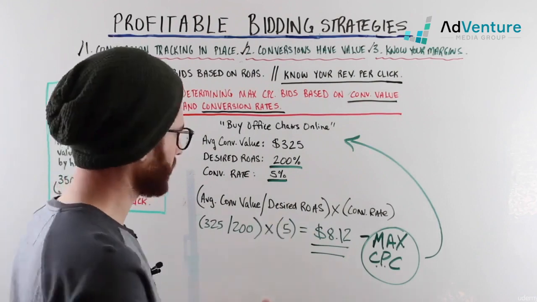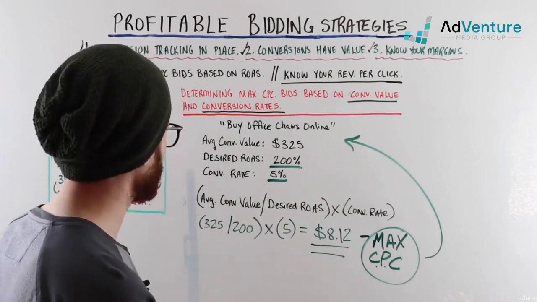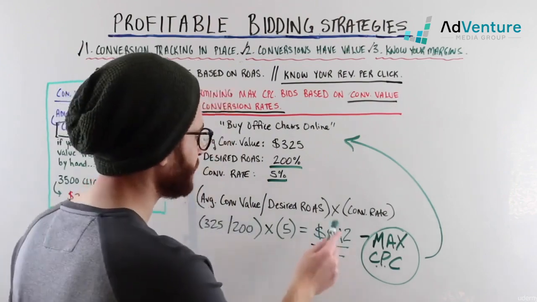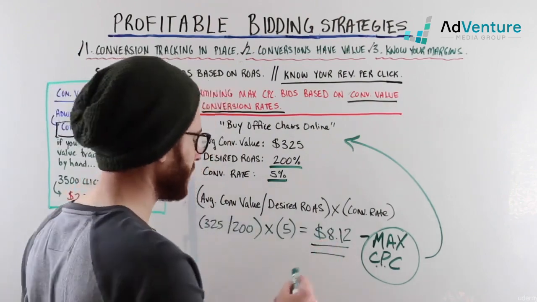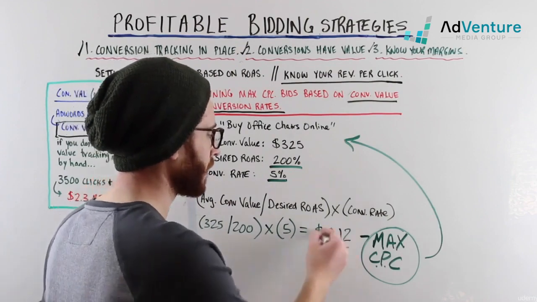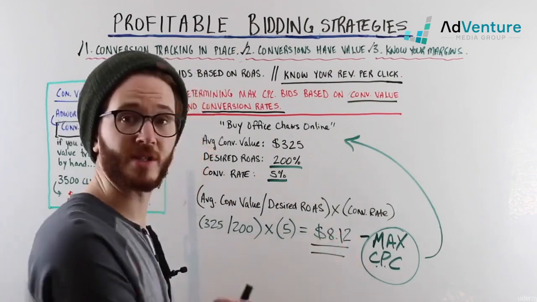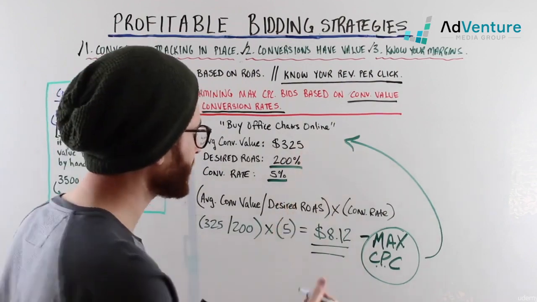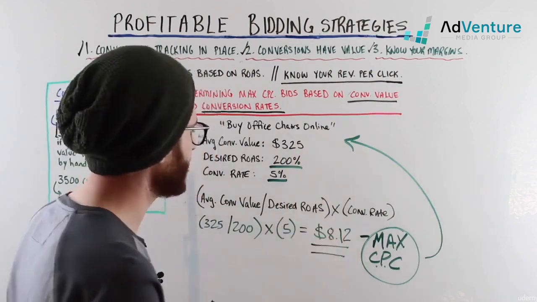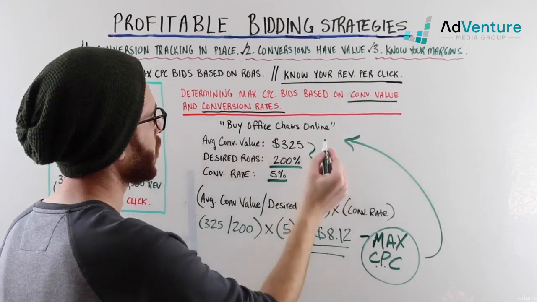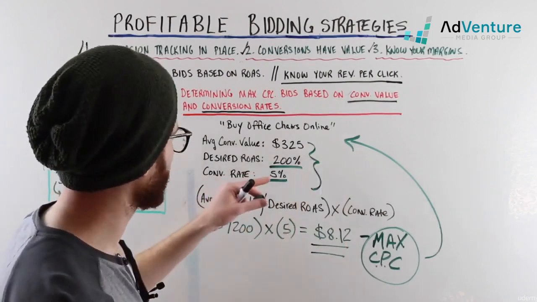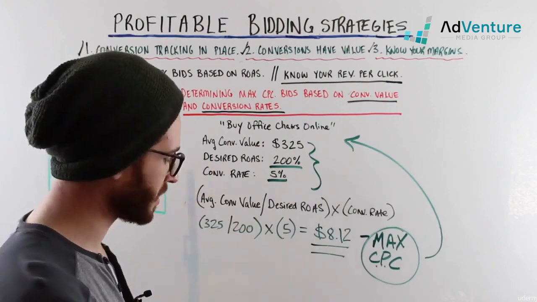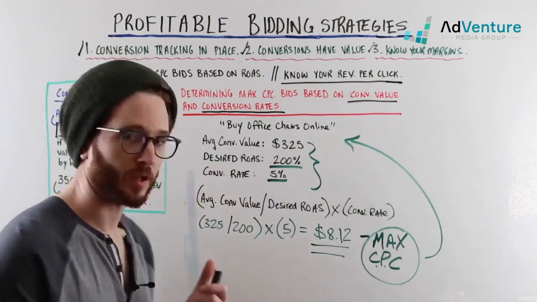Now, if any of these numbers, my average conversion value, my desired ROAS, or my conversion rate, changed, my max CPC bid would change. This is the most I am willing to pay for this set of data. The most I'm willing to pay for this keyword is $8.12 based on this historic data in my account, that I have a conversion rate of 5%, my average conversion value is $325, and I have a desired ROAS of 200%.